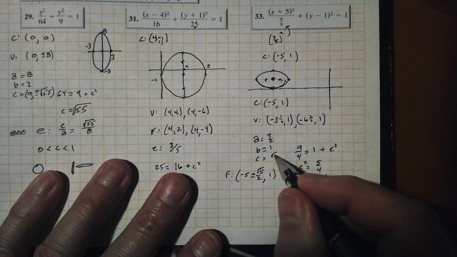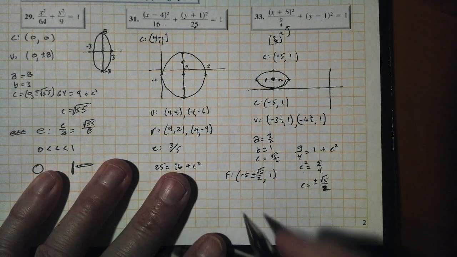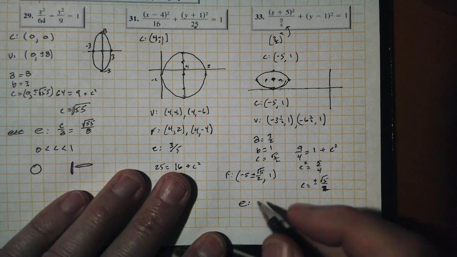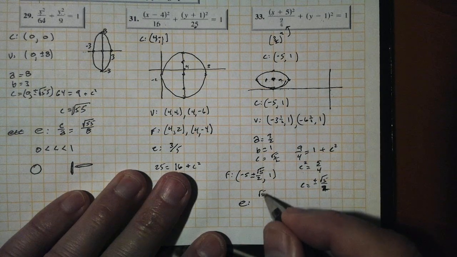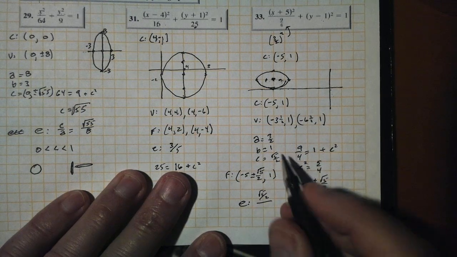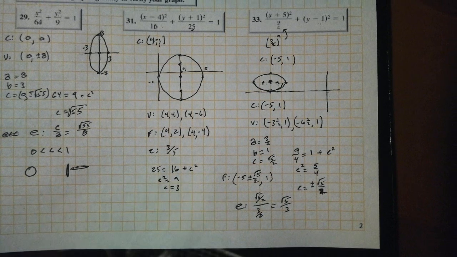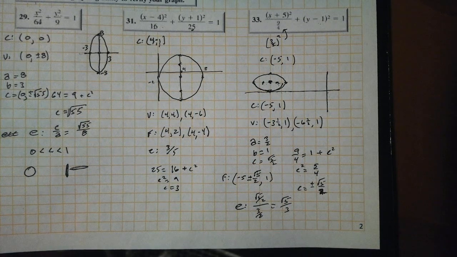And if C is square root of 5 on 2, then the eccentricity is C on A, square root of 5 on 2 over 3 on 2. That's square root of 5 on 3. So you got a little bit of something going on that second page there. Stay tuned. Part 3 will be coming soon.